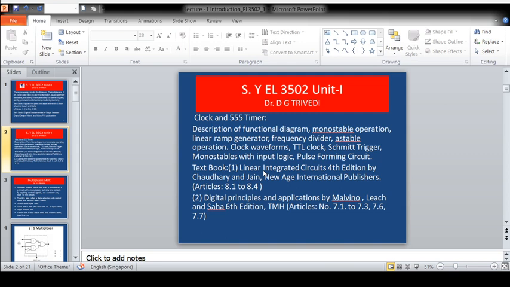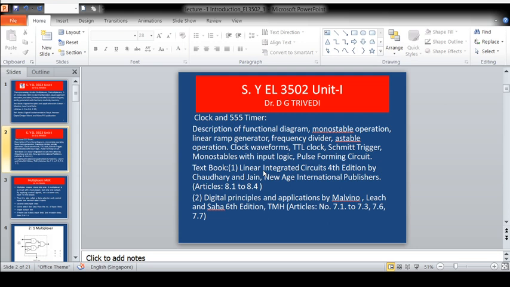Clocks and timers. Clock. What is a clock? A clock is nothing but clock pulses, and that is normally prepared from the IC known as the 555 timer circuit. This clock is the heartbeat of a digital system. Without a heartbeat, the system cannot function. So the clock is very important.